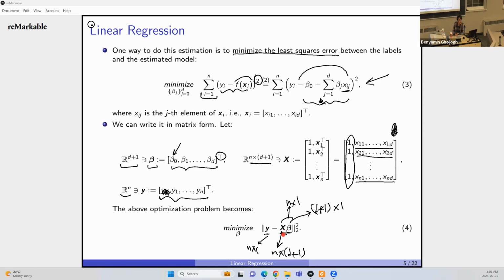So y minus x beta is the error between the actual label and the predicted labels, but we need the squared L2 norm because of this. So this is this squared, we have it in L2 norm, right? However, the L2 norm itself has a square root. Here we don't have the square root, so we should have a squared L2 norm. Agreed? Okay. Now my optimization variable becomes the vector beta, rather than an element.